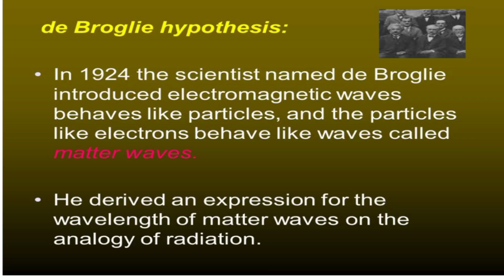Next, de Broglie hypothesis. Here, de Broglie introduced that electromagnetic waves behave like particles, and particles like electrons behave like waves, which are called matter waves. Here, the de Broglie hypothesis plays an important role in matter waves. He derived an expression for the wavelength of matter waves on the analogy of radiation.